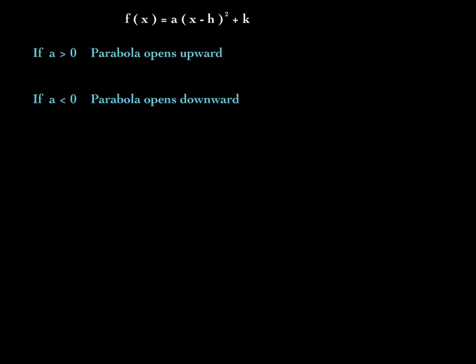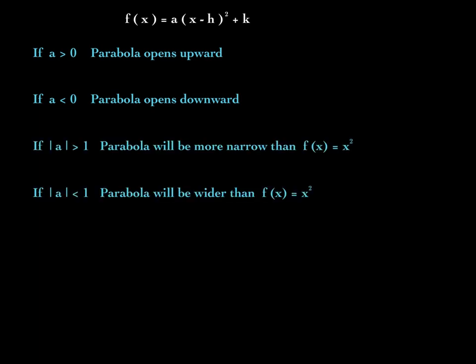This is how I say a is positive. It's greater than 0. This is how I say if a is negative, it's less than 0. Okay? Now, if the absolute value of a is greater than 1, then the parabola will be more narrow than its parent graph, right? That most basic parabola. If the absolute value of a is less than 1, then the parabola will be wider than the most basic parabola. All right, let's keep on going and breaking this down.